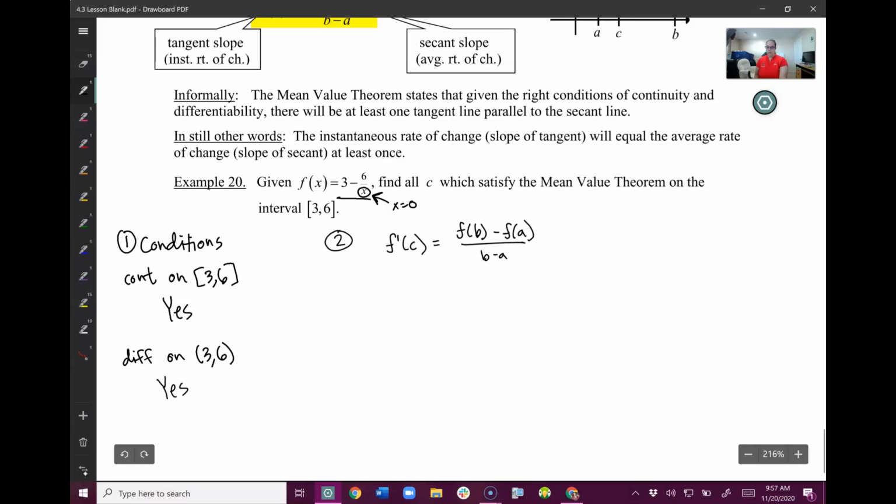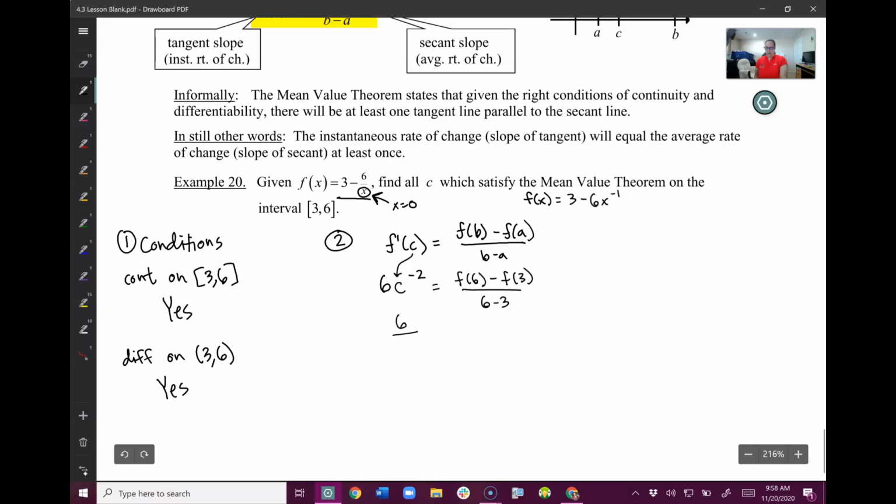So let's start to plug in what we know. First off, f prime. So f prime, the 3 is going to be a 0. And let's rewrite this. F of x equals 3 minus 6x to the -1. Now it's a little easier to take the derivative. So f prime is going to be 0. That -1 comes in front, makes it a +6, and then x to the -2. And we're actually going to change that x to a c, because that's what we're plugging in. Equals f of 6 minus f of 3 all over 6 minus 3.